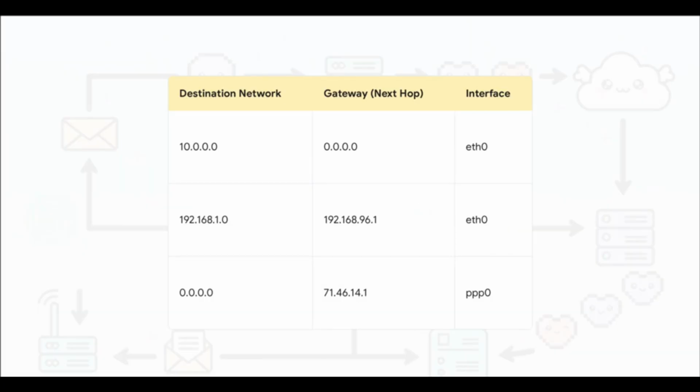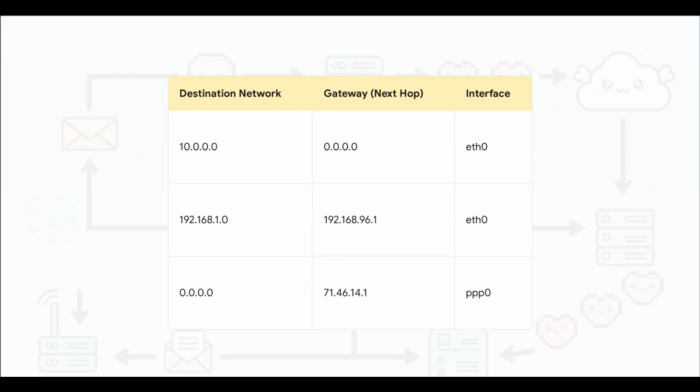Okay, so let's break down what we're looking at here. This table has the three key ingredients the router needs for every single decision it makes. First up, you've got the destination network. Think of this as the general neighborhood our packet is trying to get to. Then there's the gateway, or next hop. That's literally the address of the very next router it should hand the packet off to. And finally, the interface. That just tells the router which physical plug, which port to shoot the packet out of.